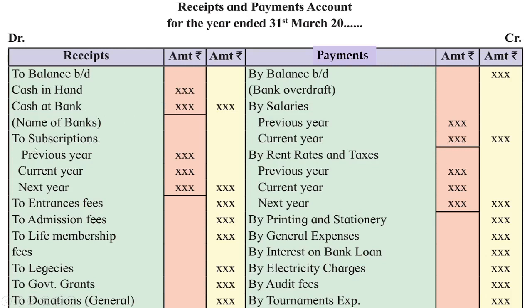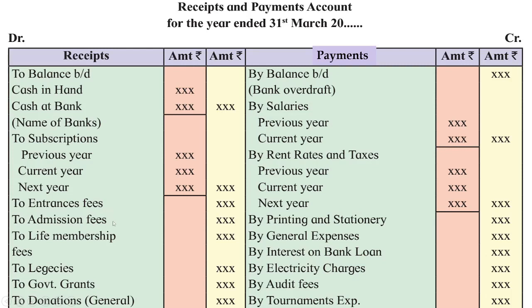Thereafter subscription. You know that subscription is a regular income for the organization and this is the main source of income. Sometimes subscription is given for the previous year, current year and also next year, so we consider adjustment at that time. Thereafter entrance fee. See, entrance fee is also a revenue receipt, so posted to the income side.